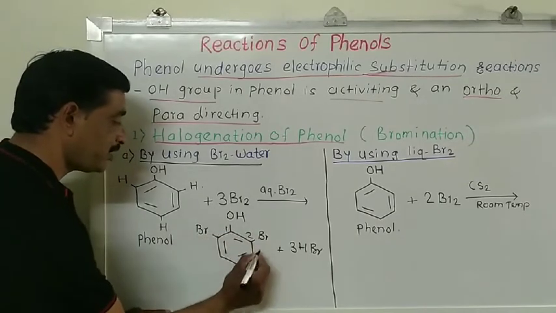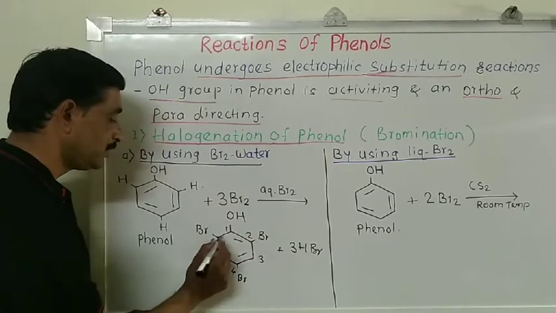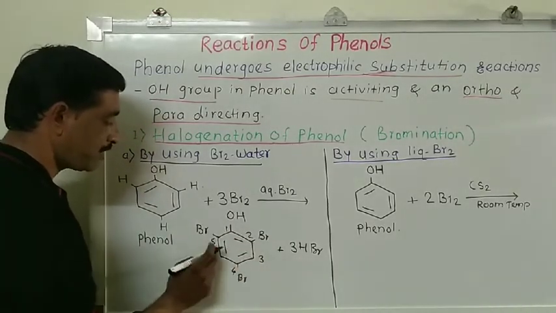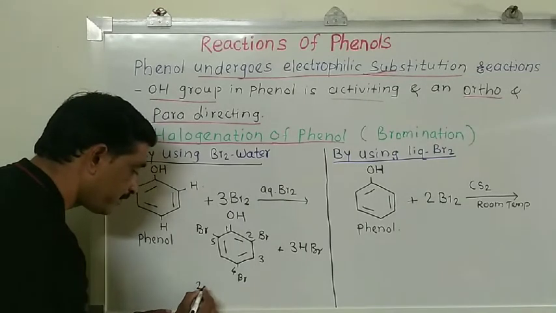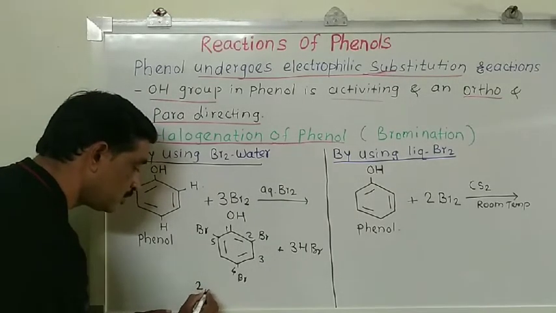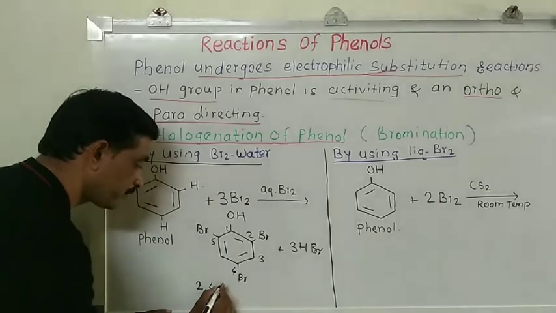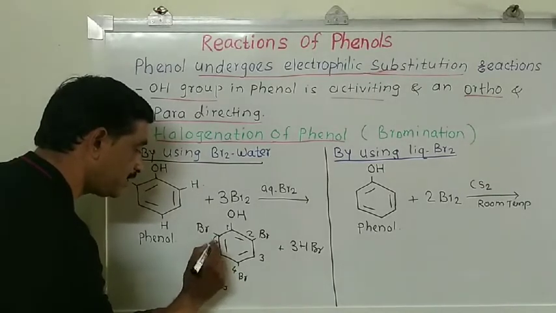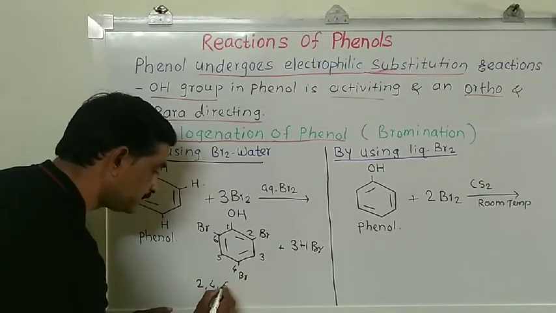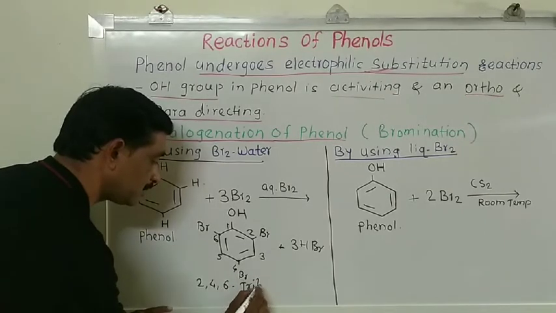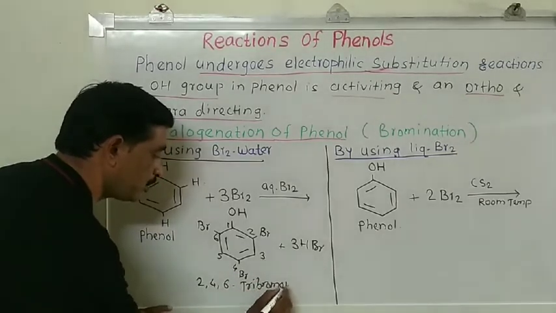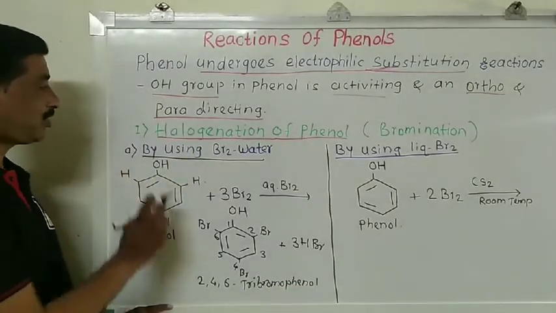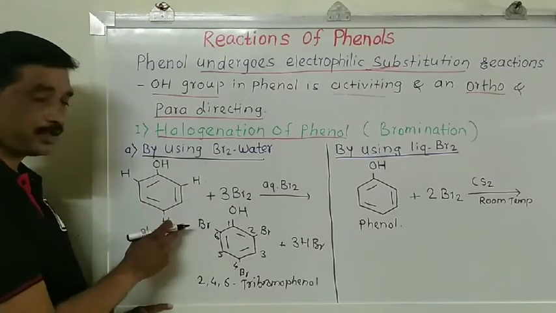When you consider the compound here, the bromine atoms are present at the 2, 4 and 6 positions. So we write its name as 2,4,6-tribromophenol. This is the product formed by the reaction of bromine water with phenol.